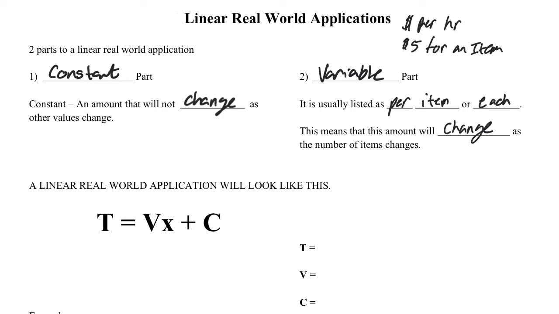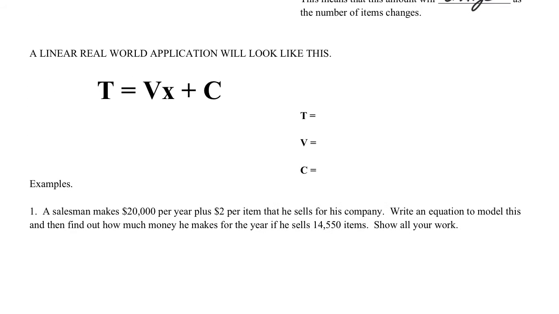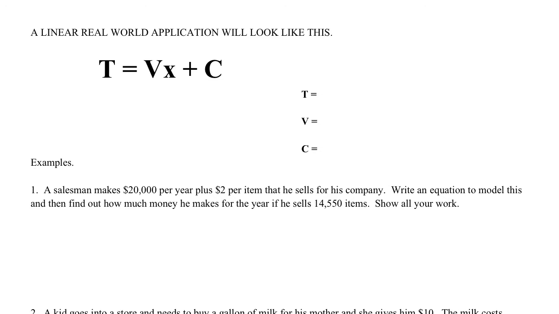We also say each a lot. So that is linked in with the item. So maybe we'll say $2 for each something, right? $2 for each candy bar. That better be a really good candy bar. Okay, so the typical setup of these problems takes your total equal to your variable part times x plus c.